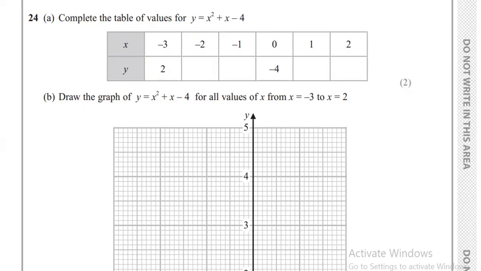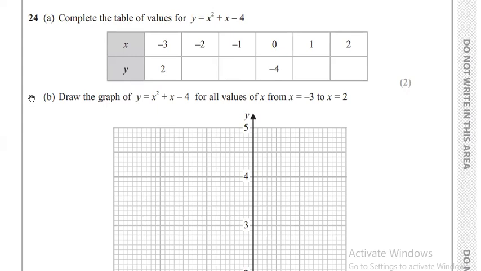In this video, we're going to talk about Year 9 Achievement Test, June 2023. Section B, Question 24. In Question 24a, complete the table of values for y equals x squared plus x minus 4. This is the table here, and we have the values of x, and then we have to find the values of y using this equation.